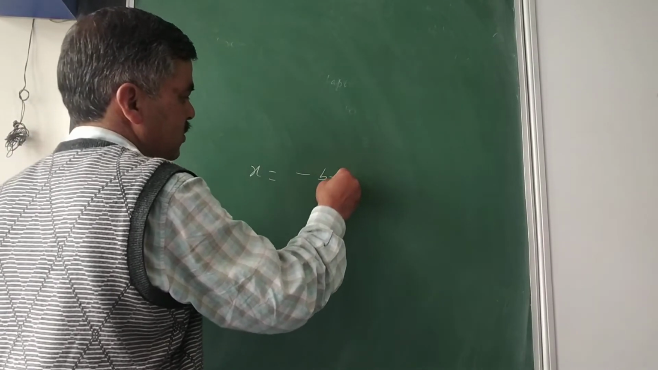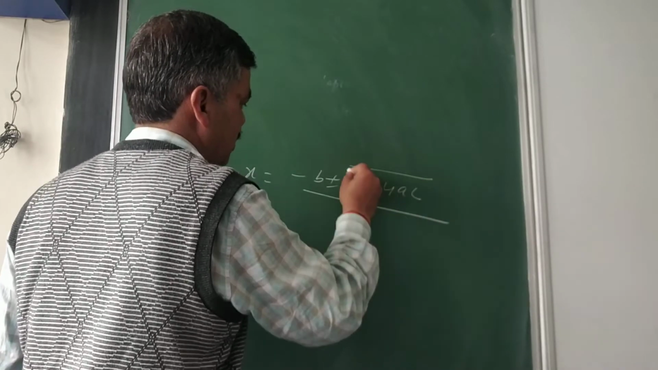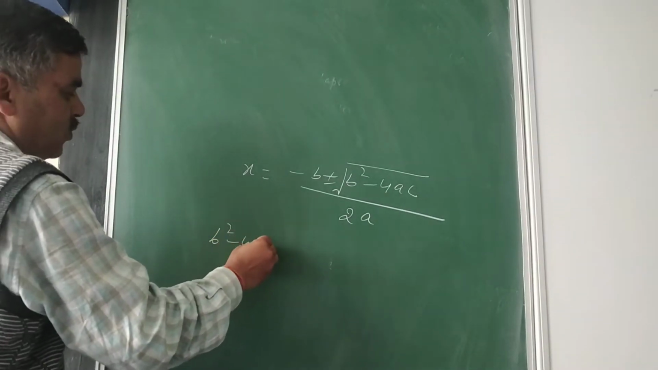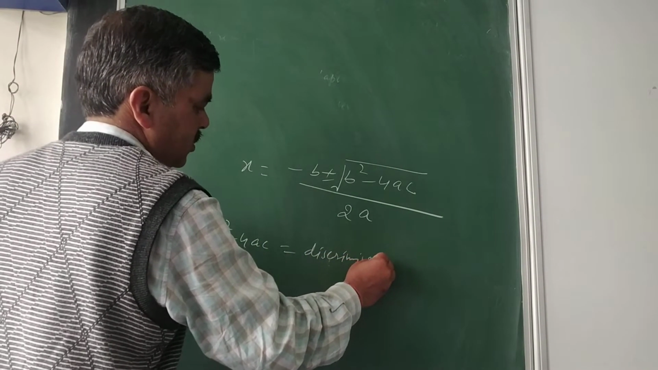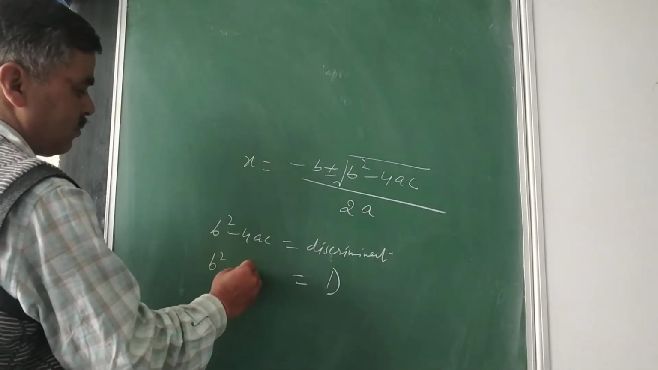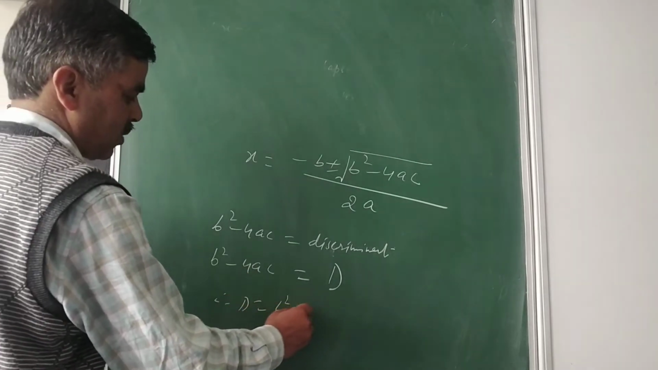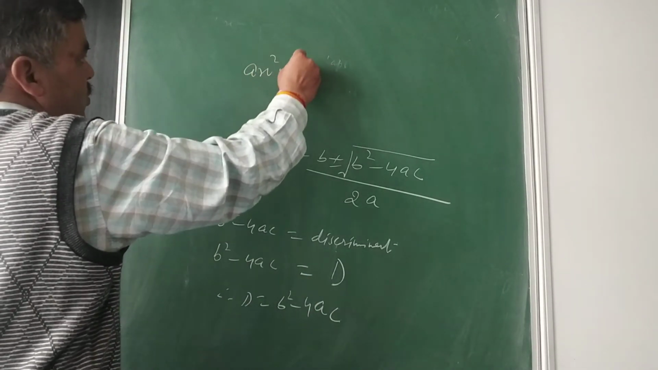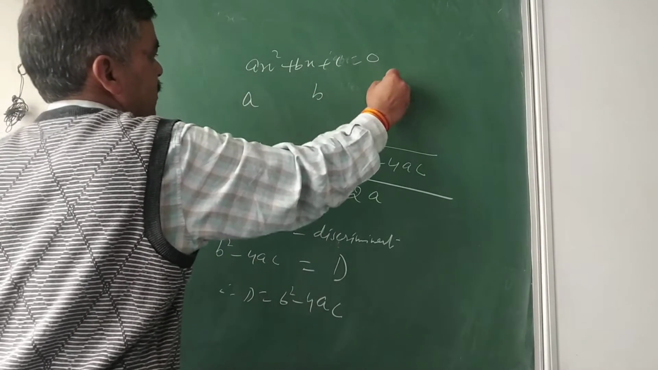x is equal to minus b plus minus square root of b square minus 4ac, whole upon 2a, in which I said this b square minus 4ac is called the discriminant. Please make a note of that. Usually we denote it by D, so D is equal to b square minus 4ac. You know when it is the standard form ax square plus bx plus c is equal to 0, what is a, what is b, what is c.